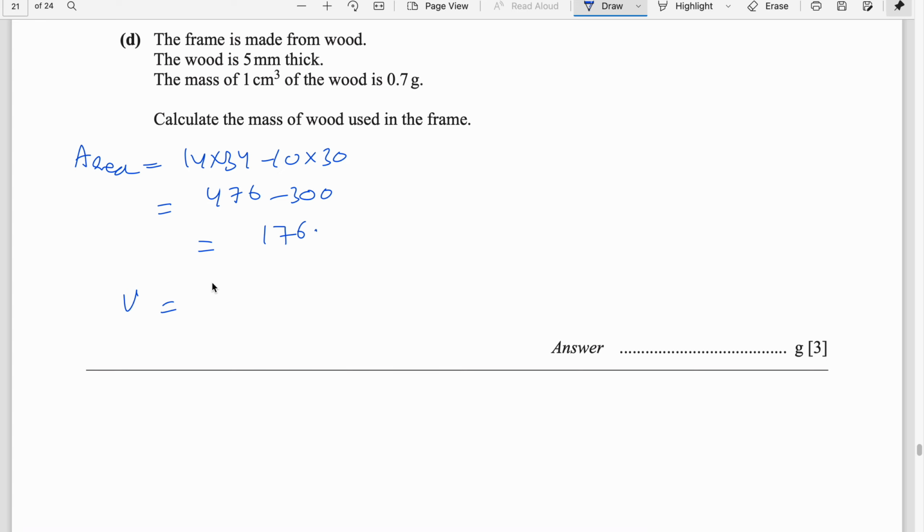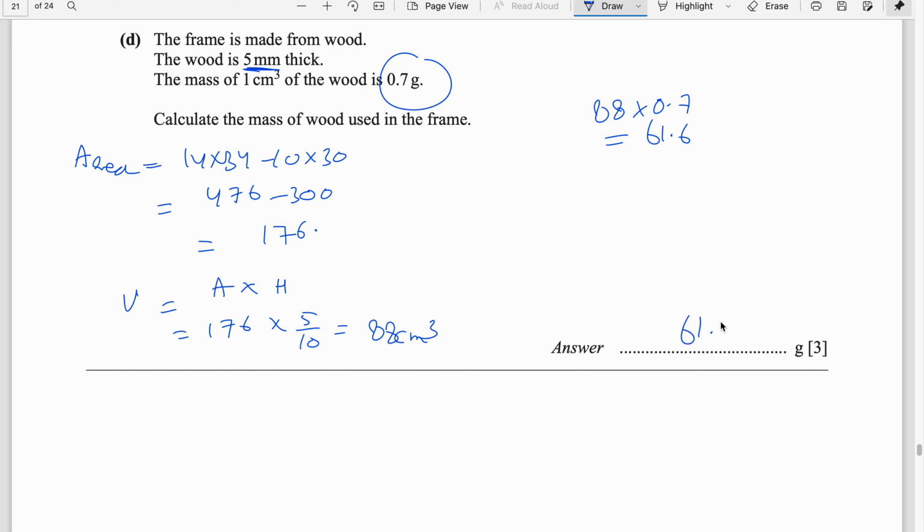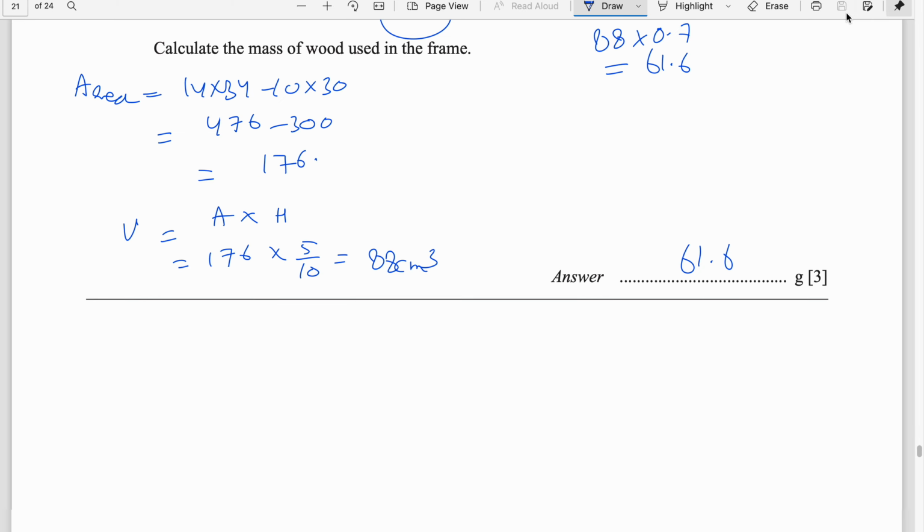So volume is cross-sectional area into height. Cross-sectional area is 176, height is 5 millimeters. So converting it into centimeters, volume is 88 centimeter cube. And for 1 cm cube, mass is 0.7. So 88 into 0.7, mass of the wood would be 61.6 grams.